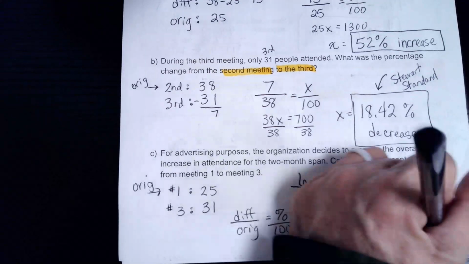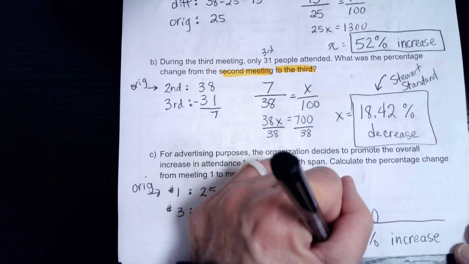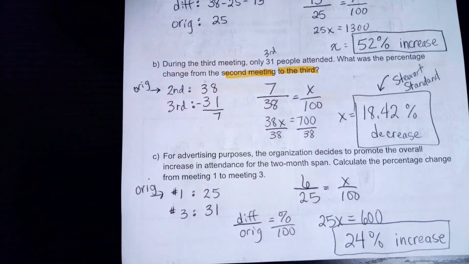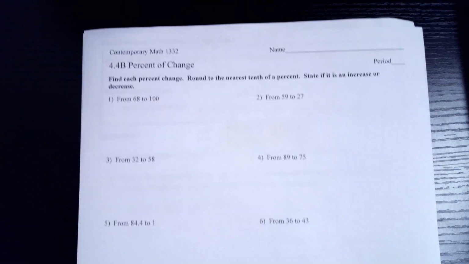I was about to say every one of these examples was an increase, but that would be a total lie, right? Because after their big push and they got their attendance up at the second meeting, then the third one, people were like, that was not an exciting meeting, they didn't come. Okay? Overall, 24% increase.